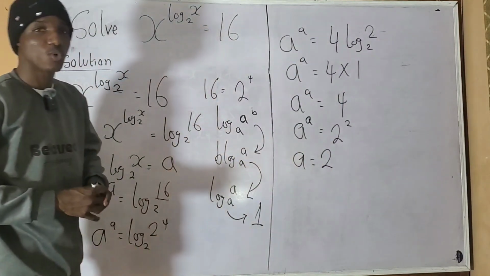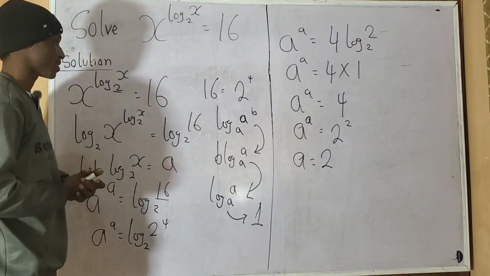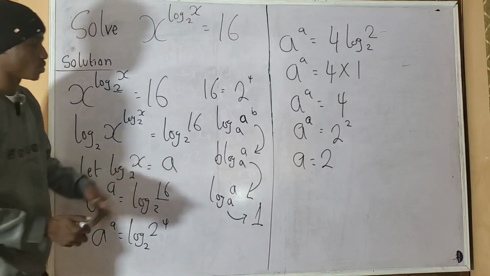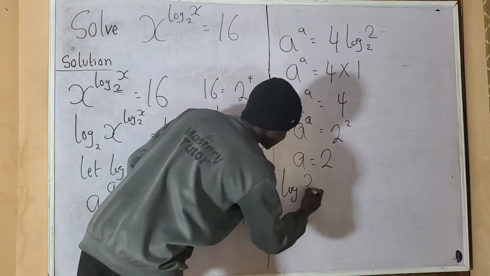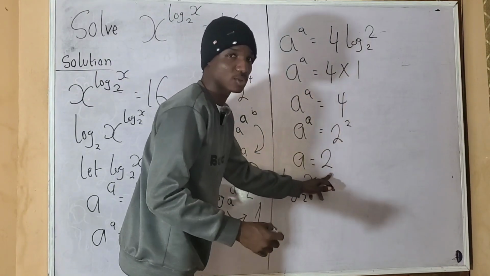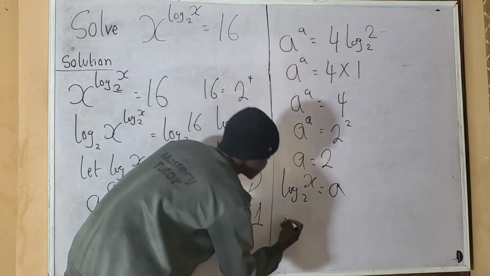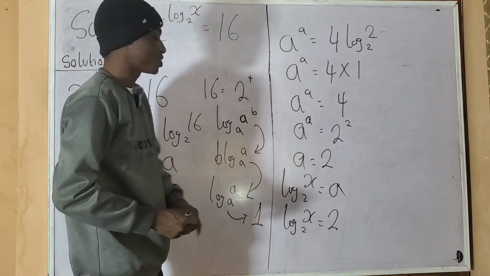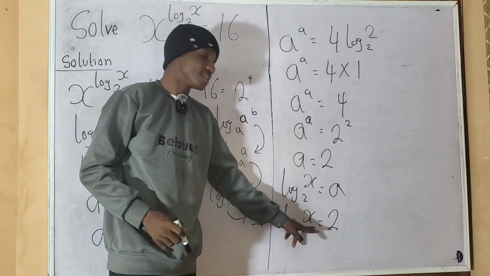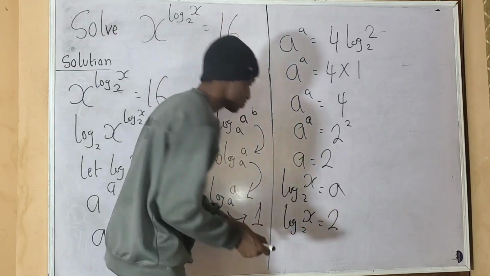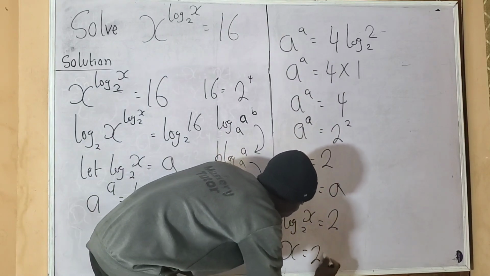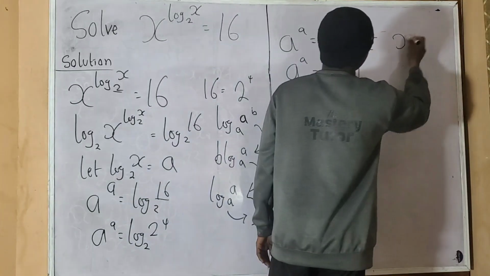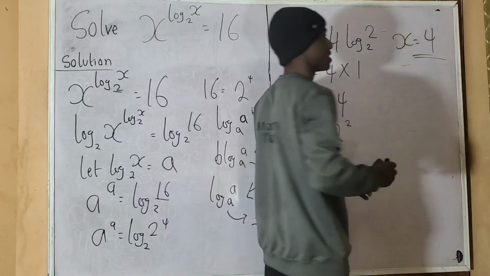Now, do not forget, our goal is to find the value of x, right? And not the value of a. So recall that we said, let log x base 2 equal a. So I'm going to have log x base 2 equals a. A is now 2. Just put it. Log x base 2 equals 2. Now, change this to index form. It is in logarithmic form now. Change it to index form. This will be equal to x equals 2 raised to the power of 2, because this will become this. This will carry this. So x is equal to 4, which is the final answer.